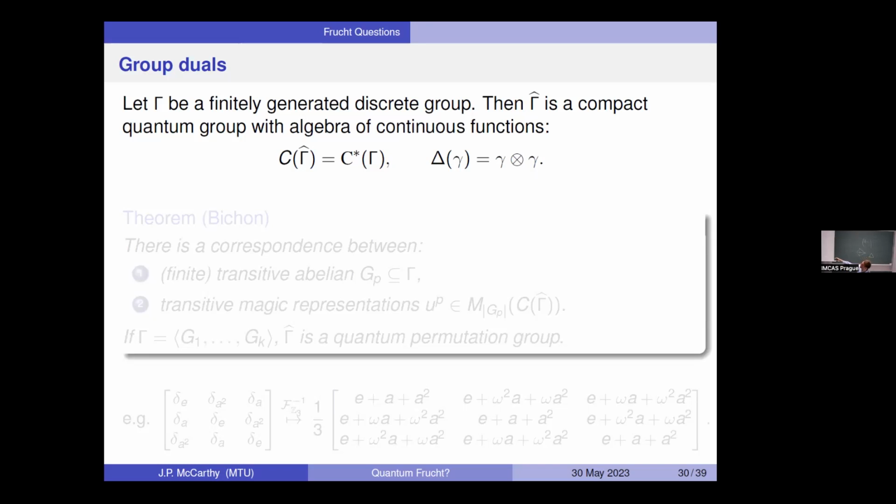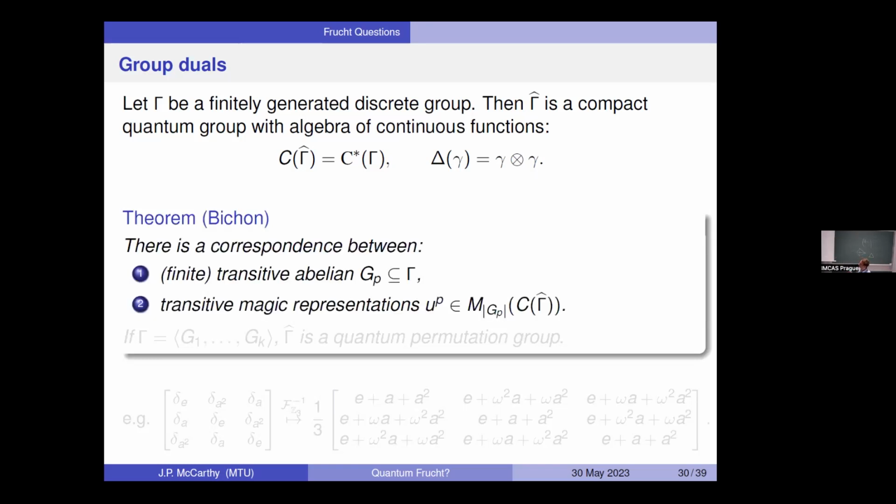But this, we call this the algebra of functions on the dual. And the co-multiplication is given like this. And you can show this is a compact quantum group. And then Bijan showed that there's a correspondence between finite transitive abelian subgroups, and we'll say what these things are, and transitive magic representations.